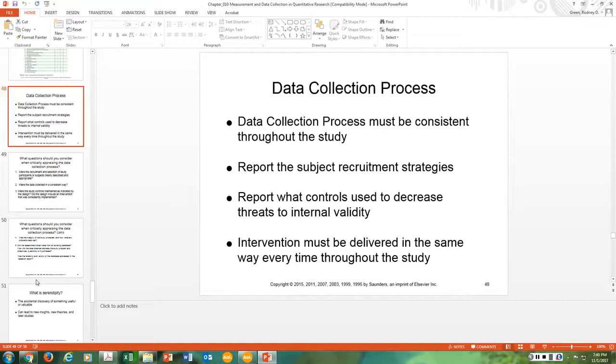The authors should report the subject recruitment strategies. They should report what controls they've used to decrease threats to internal validity. And regarding the intervention, it must be delivered in the same way every time throughout the study.